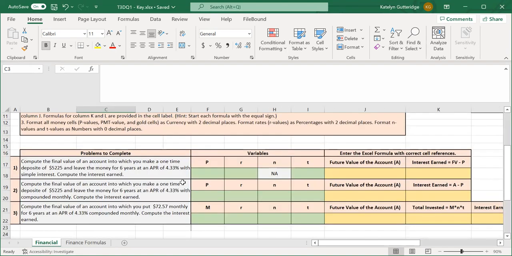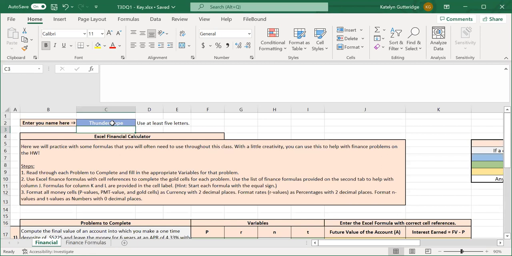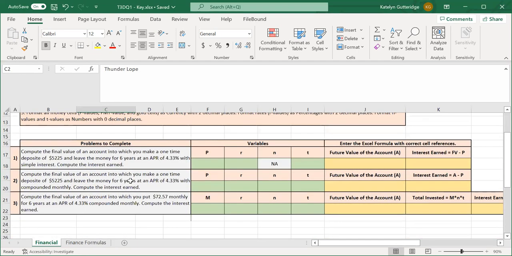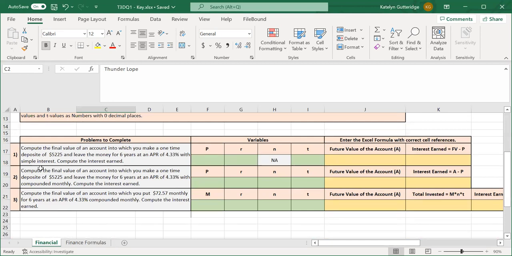Okay, so on the DQ, always make sure you start by putting your name in the top in that blue cell. Once you put your name, you're going to have 3 problems appear. Each problem is going to have a slightly different setup. You want to start by going through the problem and identify the variables for the problem. And then you want to figure out which formula you should be using. You want to find the future value of the account for each problem. And then you're going to find the interest earned. And then if you invest monthly, you'll find the total invested throughout the time of that financial scenario.